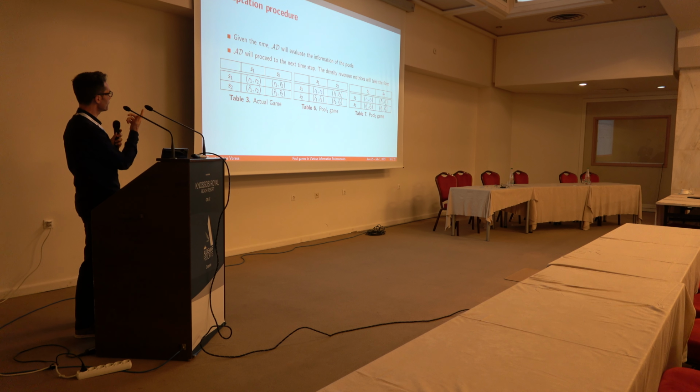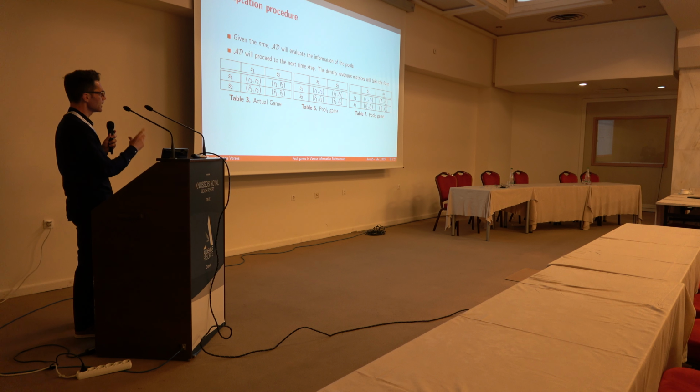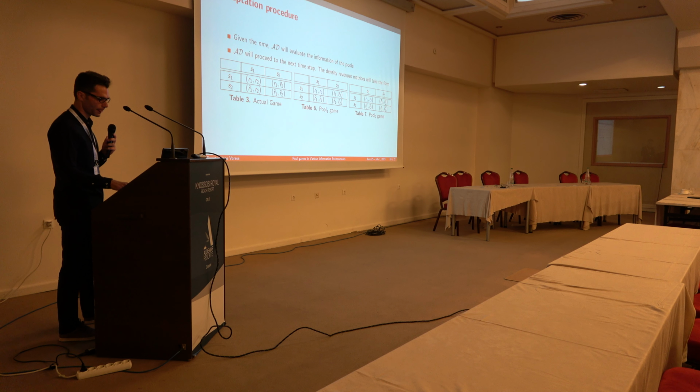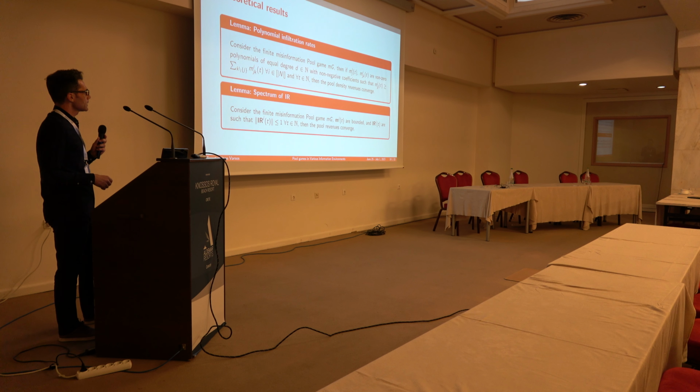Because in this case we have interactions among two players with two clear strategies for each player, we can easily see that the adaptation procedure, meaning all this update procedure, will terminate in a few steps, as it has only to traverse 4 entries in the payoff matrices. Also, some theoretical results. In the case of incorrect information, we prove that in some cases we can attain convergence in the density revenues.